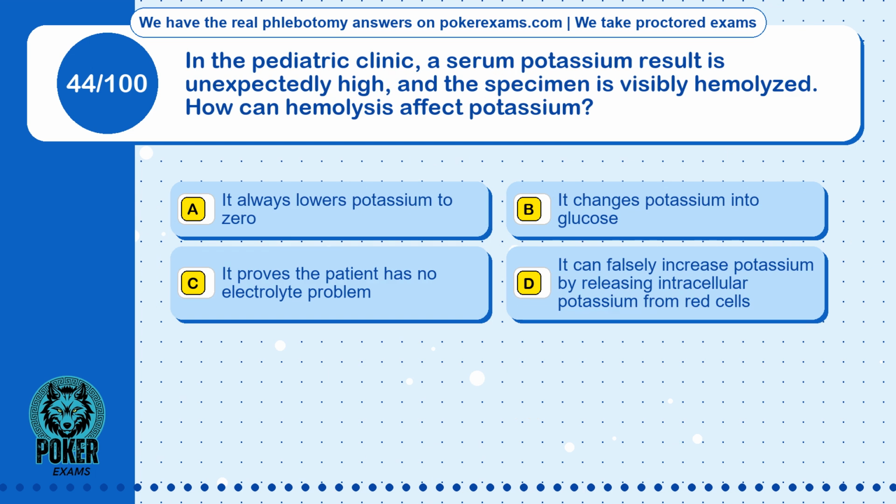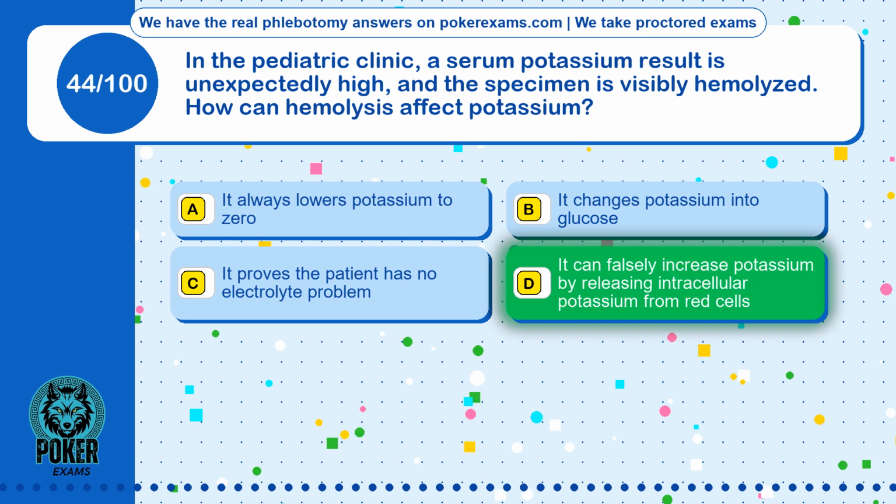Question 44. In the pediatric clinic, a serum potassium result is unexpectedly high, and the specimen is visibly hemolyzed. How can hemolysis affect potassium? Option A. It always lowers potassium to 0. Option B. It changes potassium into glucose. Option C. It proves the patient has no electrolyte problem. Option D. It can falsely increase potassium by releasing intracellular potassium from red cells.